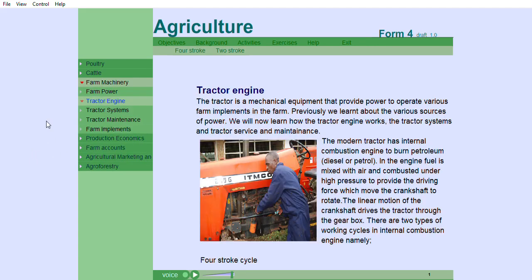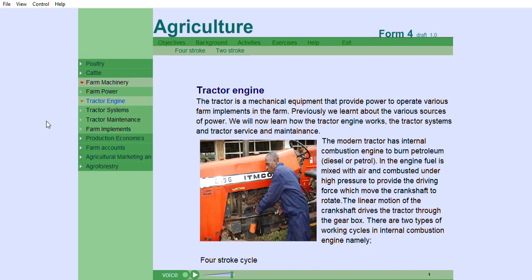Tractor engine. The tractor is a mechanical equipment that provides power to operate various farm implements in the farm. Previously, we learnt about the various sources of power. We will now learn how the tractor engine works, the tractor systems, and tractor service and maintenance.